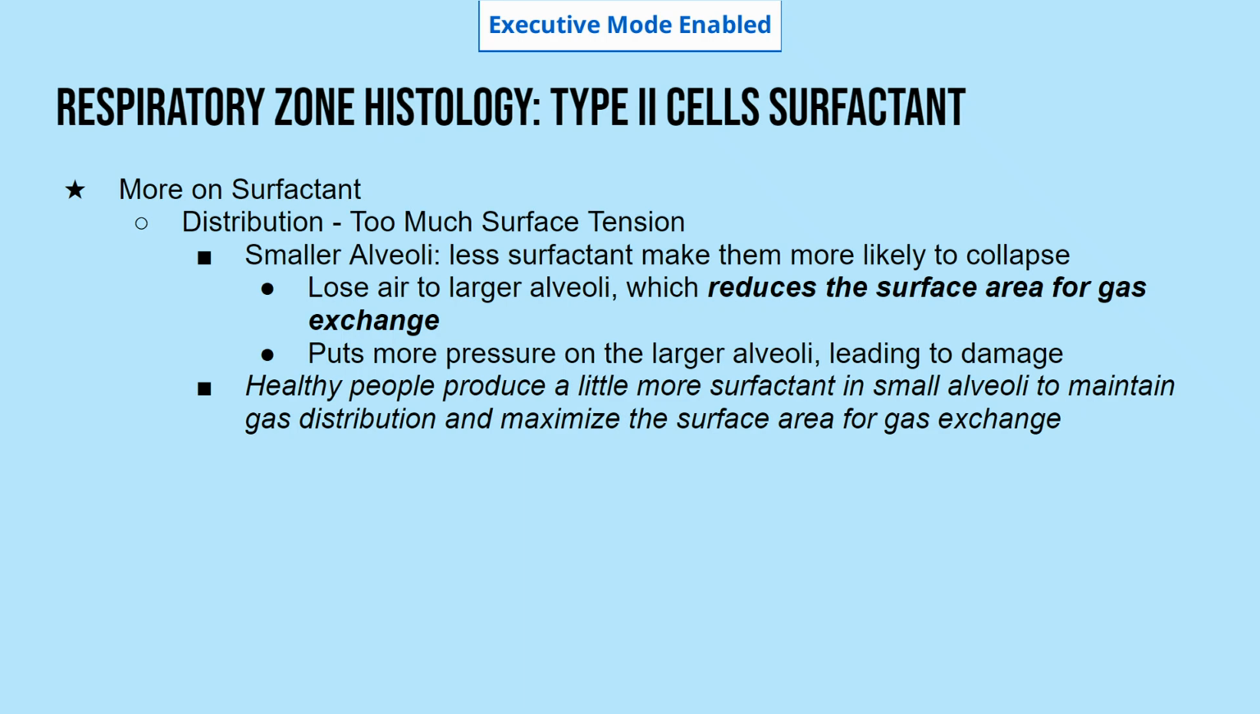But this says healthy people produce a little bit more surfactant in small alveoli to maintain gas distribution and maximize the surface area for gas exchange. So in a healthy person's smaller alveoli, there's a little bit more surfactant, which allows more air to get into those smaller alveolar sacs, and therefore more air to get into your lungs, more efficient gas exchange.